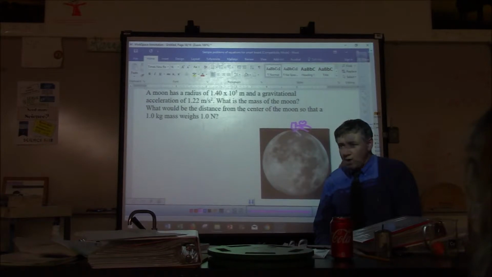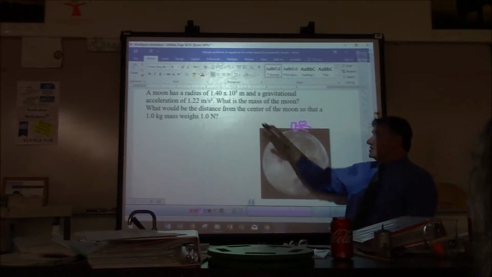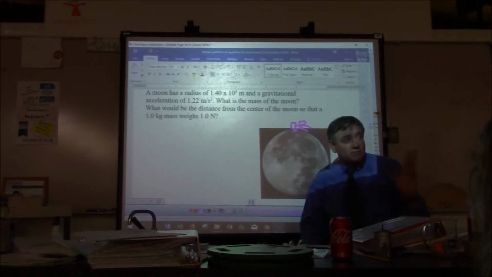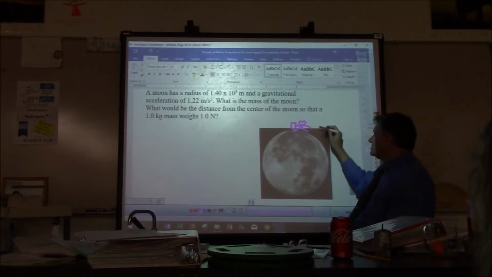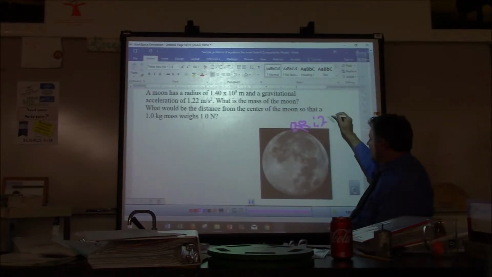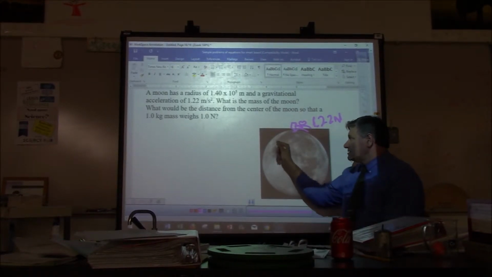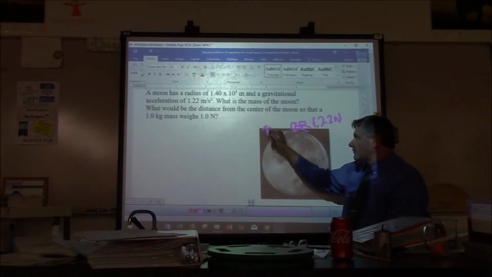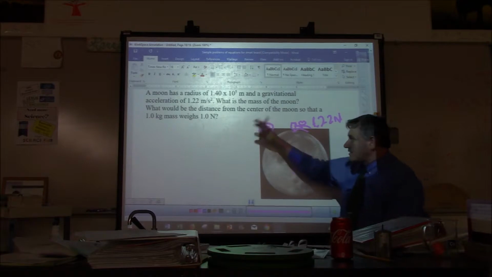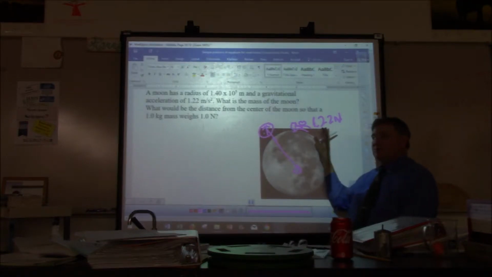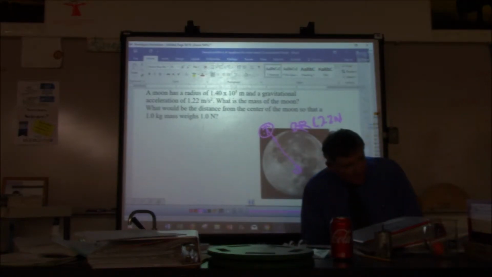1.22. Why is it going to weigh 1.22 newtons? Yes, the acceleration due to gravity is 1.22. You multiply that by 1 kilogram, you get 1.22 newtons. So standing right there, a 1 kilogram mass is going to weigh 1.22 newtons. Here's what I want to know: how far from the center of the moon do I have to go so that instead of weighing 1.22 newtons, it's going to weigh 1 newton?